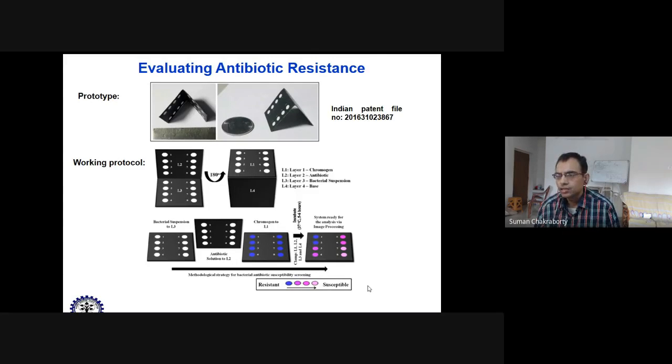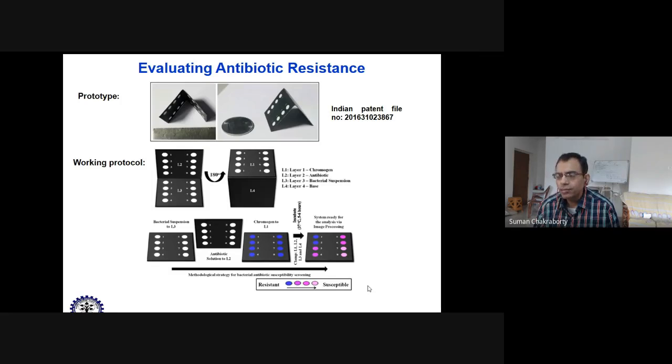In layer 1, there is a colored chemical called a chromogen, which is blue color. In layer 2, there is antibiotic, the antibiotic which you want to study and see whether it will work on the patient or not, who is identified with a urinary tract infection. In layer 3, there is the bacterial suspension, in this case E. coli.